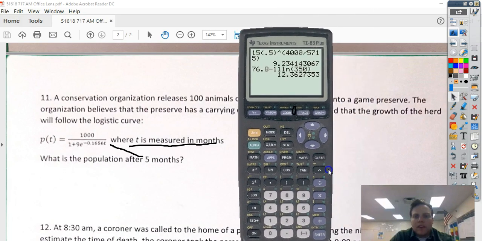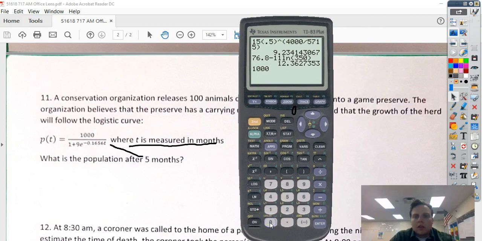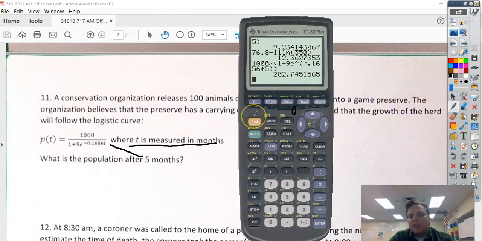So we're just going to say 1,000 divided by, okay, now I have to put mine in parentheses because I can't do the alpha y equals thing y'all can do. 9 second e raised to the, need to put this in parentheses too, negative 0.1656 times 5. And I get 202.75. That is the population. Now, that answer doesn't make sense, right? Because this is talking about animals. So I can't say 0.75. So how many animals would I have? 202.